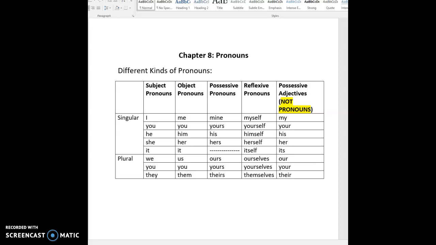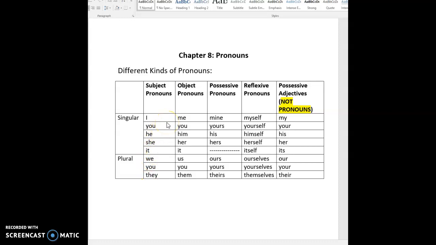Okay, so we have different kinds of pronouns. As you can see from this chart, there's the subject pronouns, the object pronouns, possessive, reflexive, and people often think that these are pronouns, but they're not. They're possessive adjectives, and I'll talk about that in a minute, okay? So the subject pronouns, these are the singular ones, okay, and these are the plural ones.